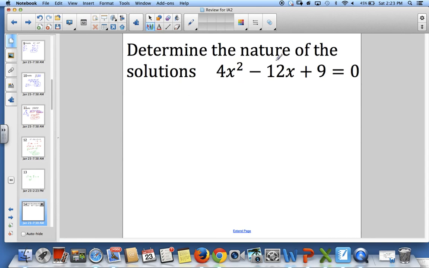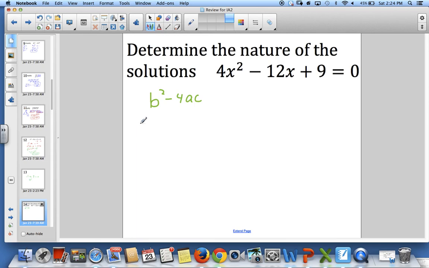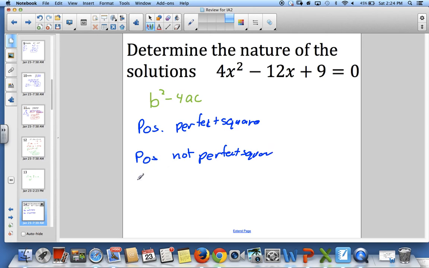All right, next problem here. What is the nature of the solutions? What they're looking for is the discriminant, which is b squared minus 4ac. We just look at that itself. Now there are 4 possibilities. It can be positive and a perfect square, which is going to give you one type of answer. It can be positive and not a perfect square. It can be 0, or it can be negative. So we just look at the b squared minus 4ac part.